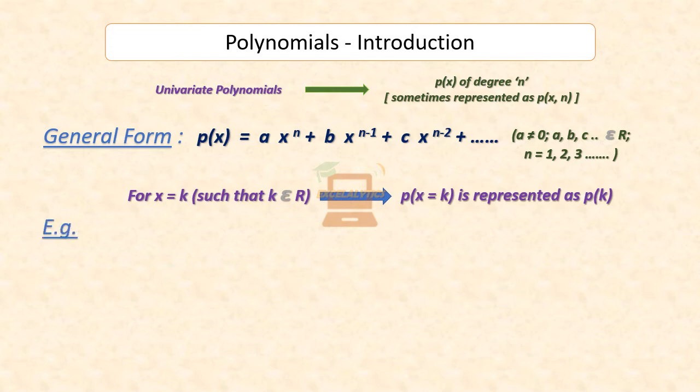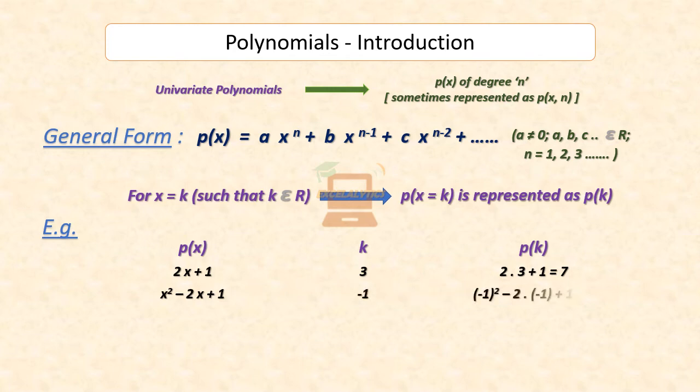For example, for p of x is equal to 2 times x plus 1, p of 3 will be 2 times 3 plus 1 is equal to 7. Similarly, for p of x equals x squared minus 2 times x plus 1, p of minus 1 will be minus 1 the whole squared minus 2 times minus 1 plus 1 equals 1 plus 2 plus 1 equals 4.